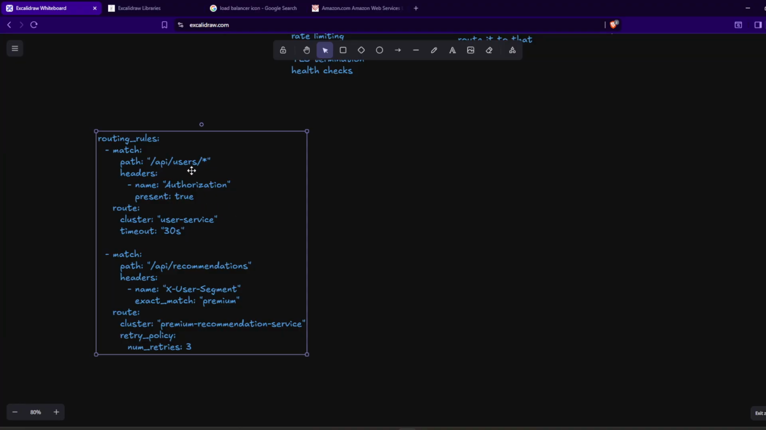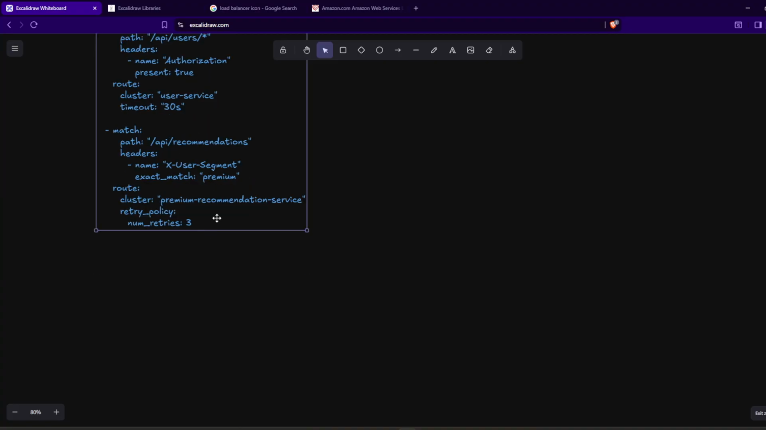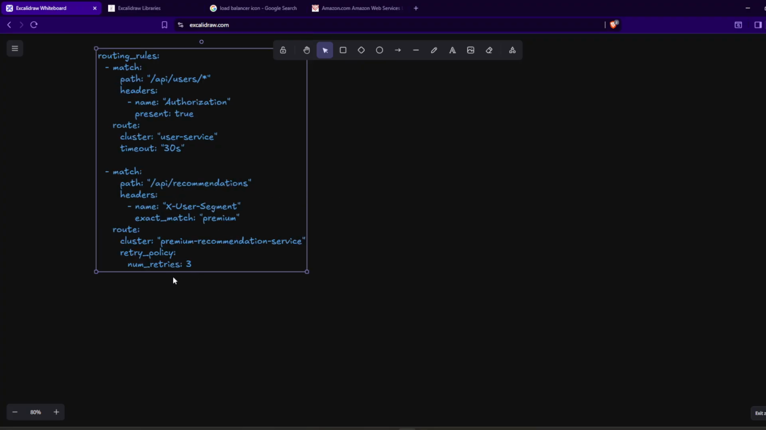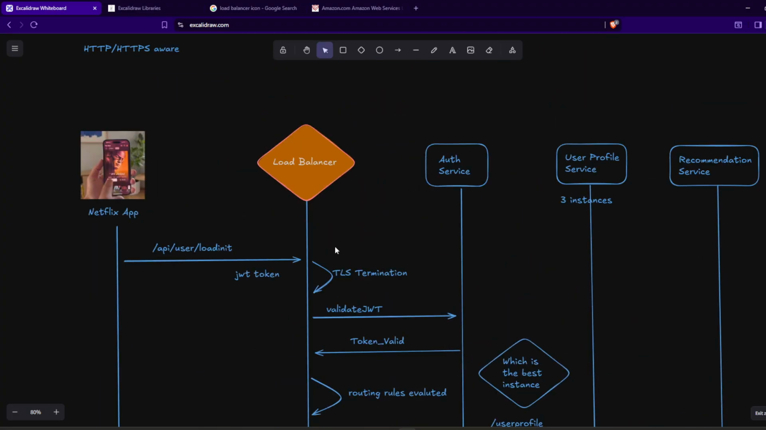if the path is /api/users, you send it to the cluster of the user service, and then the user service ingress probably takes care of which is the healthiest instance, and routes the request to that particular one. And we can put in timeouts and other stuff. Also, you see there are things like recommendations. Recommendations says to send the request across to the premium recommendation service, and sets the number of retries that we will put. So this is what the load balancer configuration looks like.